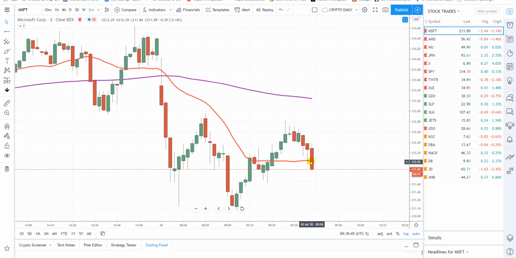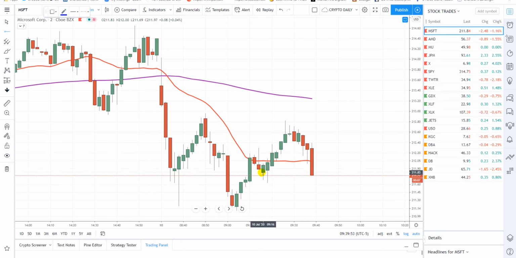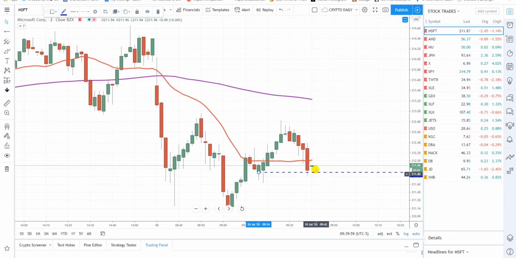If it wicks up and closes above the 20, then we'll go long for a 1,000 share on margin long position. We're now below this low pivot, so we'll have to see if it closes. Here we go. Now if we get above the 20 again, let me pop a line there so you can see what I'm talking about.